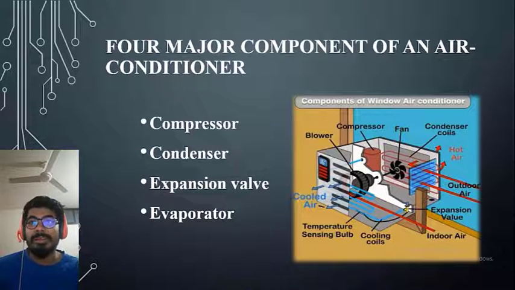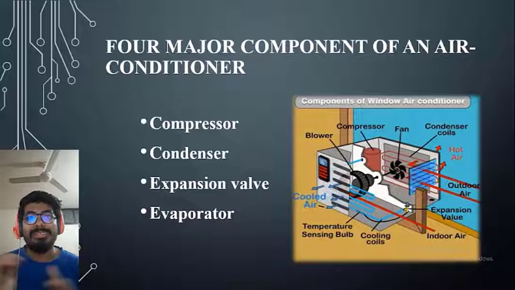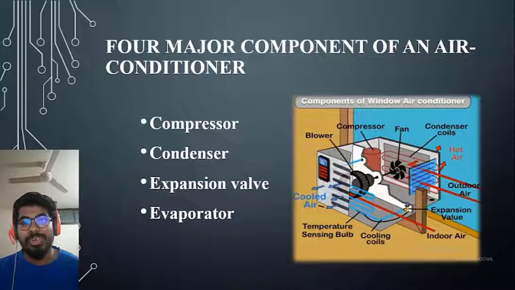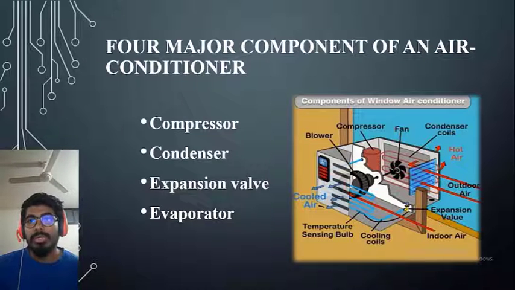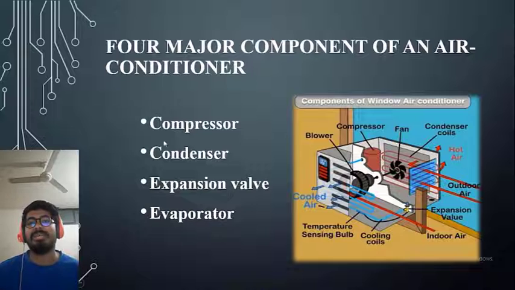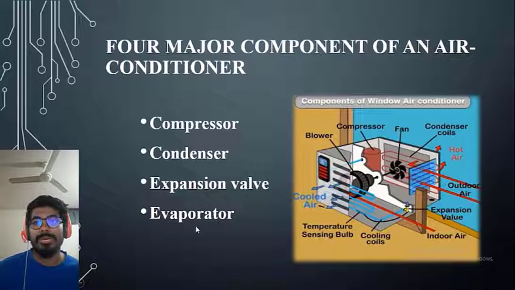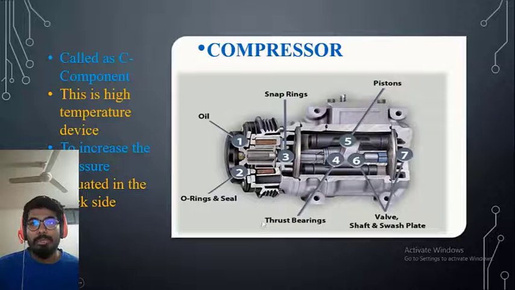I'm MD Imon here. So far, my fellow team members have discussed a very important topic. Now I'll discuss the major components of an air conditioner. There are four major components of an air conditioner. The first one is the compressor, the second one is the condenser, the third one is the expansion valve, and the final one is the evaporator. At first, let's talk about the compressor.